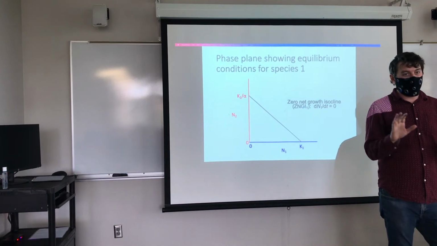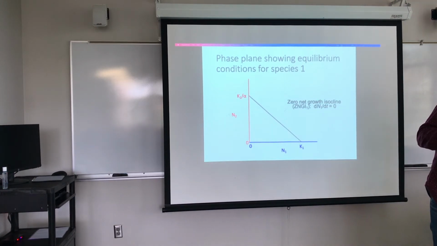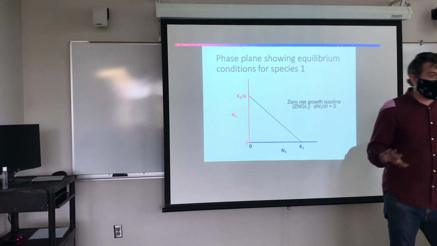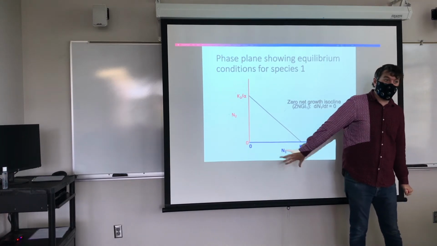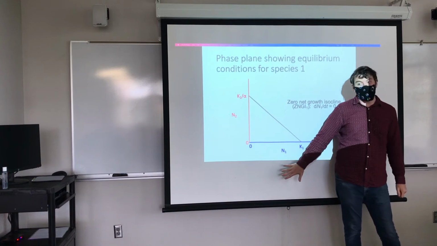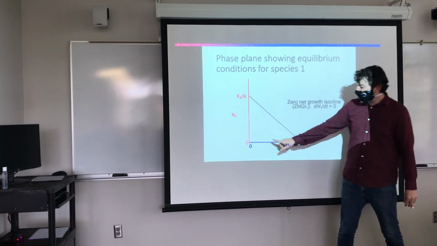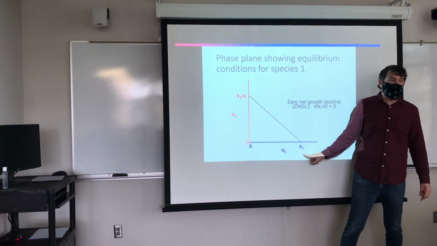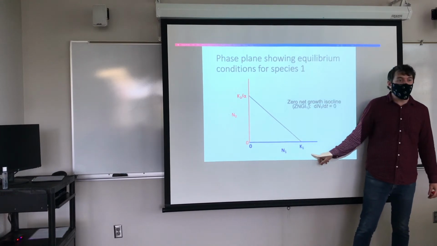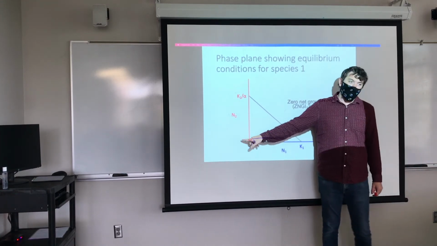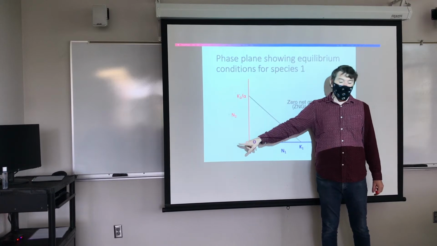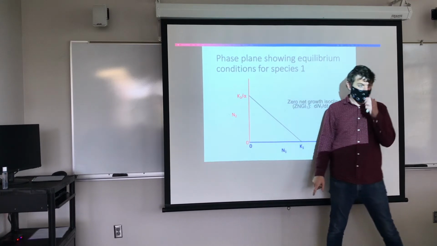This is really important. When you have a test or a question on the exam, the first thing you're going to want to do when you see one of these is make sure you understand the axes. That's what trips people up every year. This axis here represents the range of possible population sizes for species 1. This axis represents the range of possible population sizes for species 2.